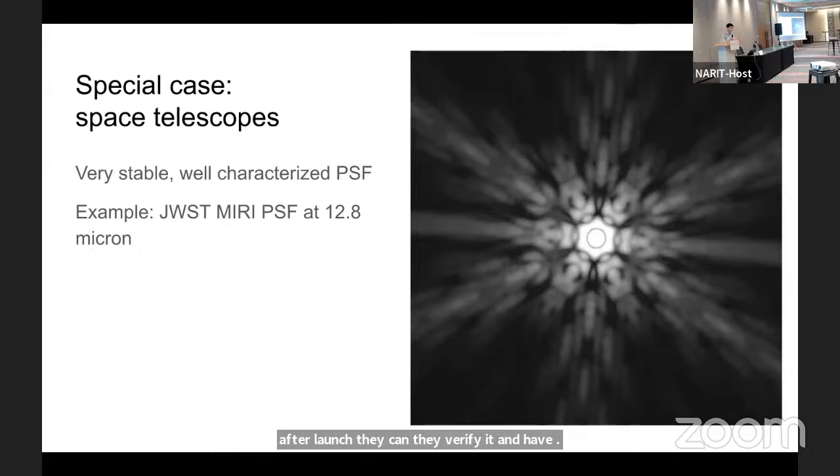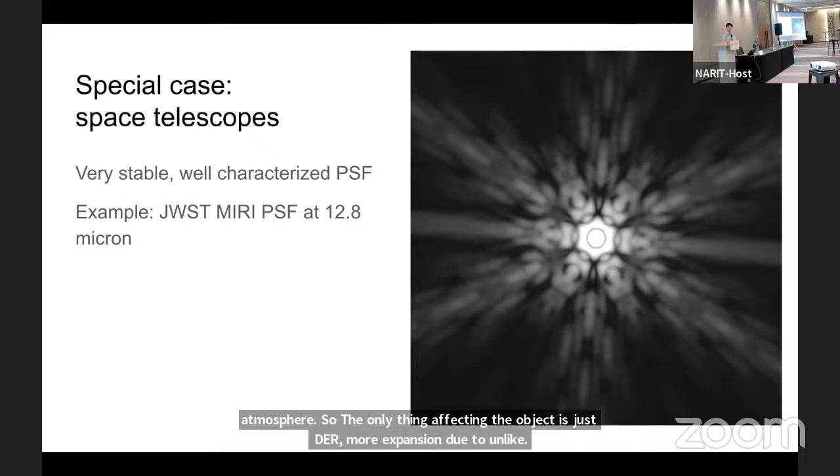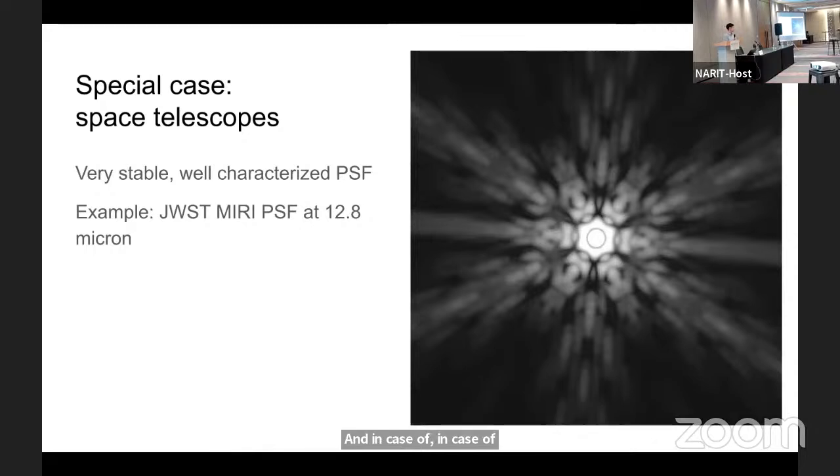And the reason is, of course, there's no atmosphere. So the only thing affecting the optics is just thermal expansion due to sunlight. And in the case of Day2, this is very minimal. So yes, if you have space telescope data, PSF photometry is going to be the best thing to do.